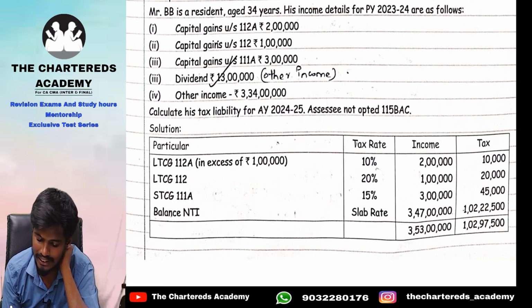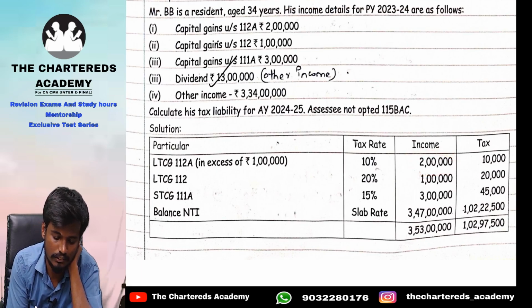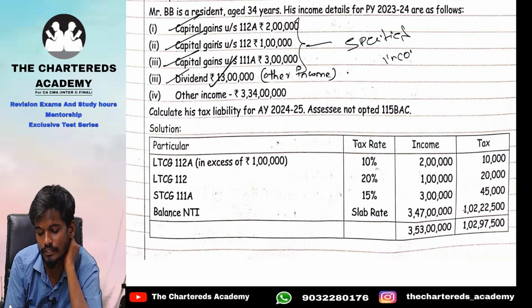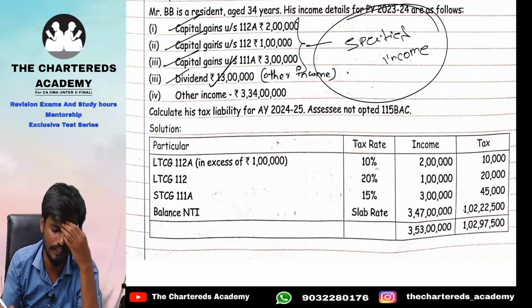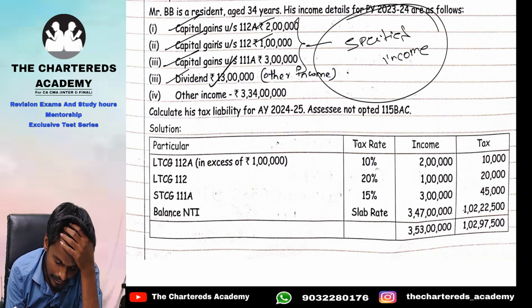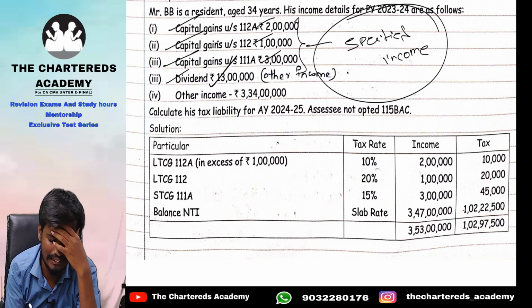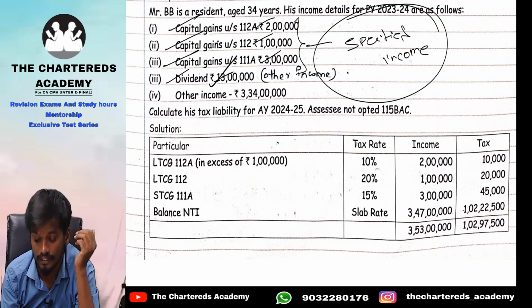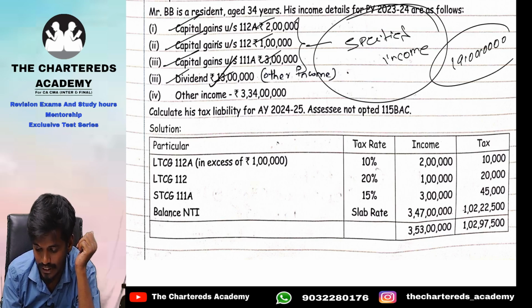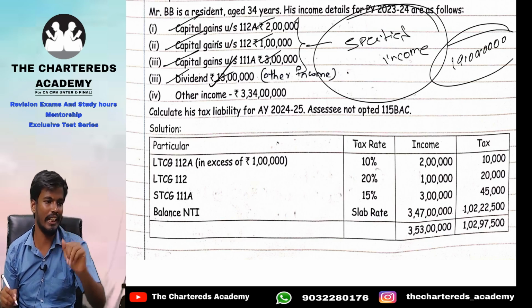Long-term capital gain tax 2 lakhs. This income, this income, this income, these 4 incomes we treat as specified income for the surcharge purpose. So how much is the total? 2 lakhs, 1 lakh, 3 lakhs, 3 lakhs plus 3 lakhs, 6 lakhs, 6 lakhs plus 13 lakhs, 19 lakhs. Your specified income is only 19 lakhs.